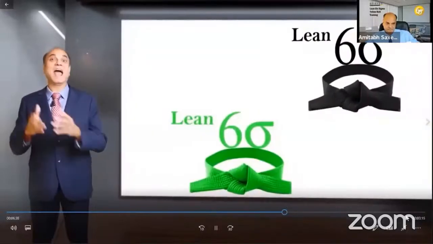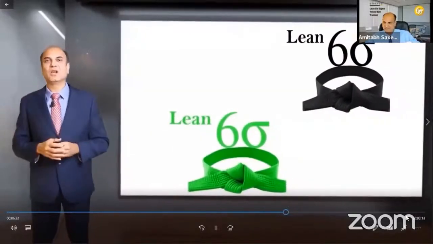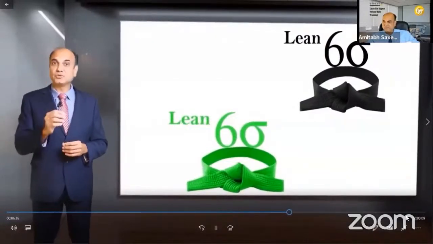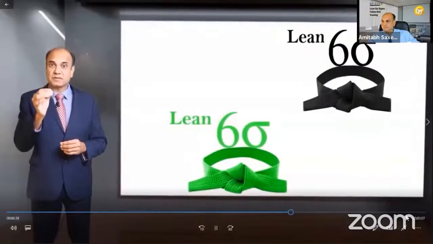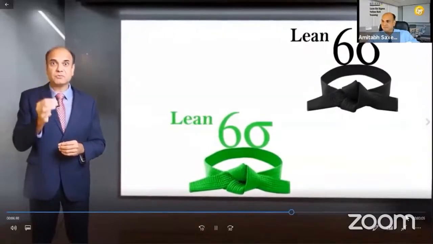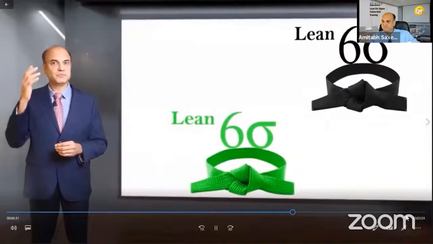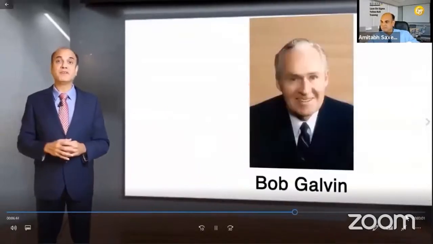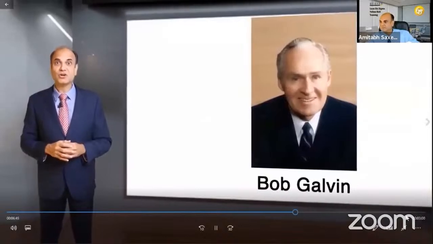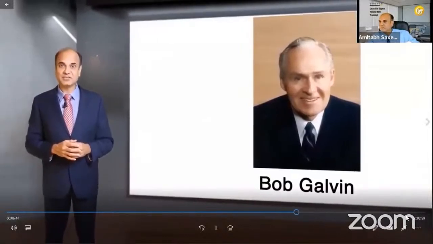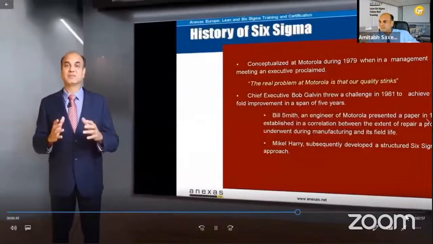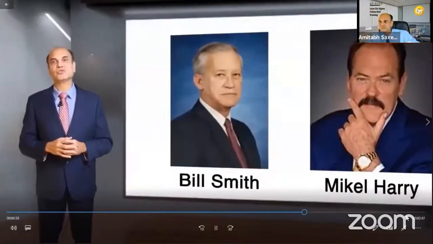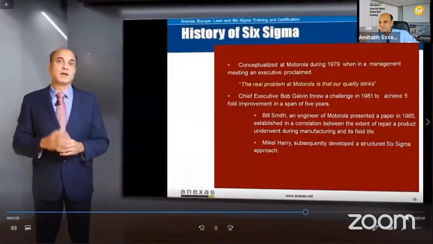So, Lean and Six Sigma green belts and black belts are those individuals who can do improvement projects in the organization by choosing improvement opportunities and converting these improvement opportunities into projects. It all started in Motorola when Bob Galvin, the CEO, took a challenge saying that I would like to improve everything by 5 times in the organization. And he was told about some statistical tools and techniques which Bill Smith and Michael Harry were using to improve the processes.